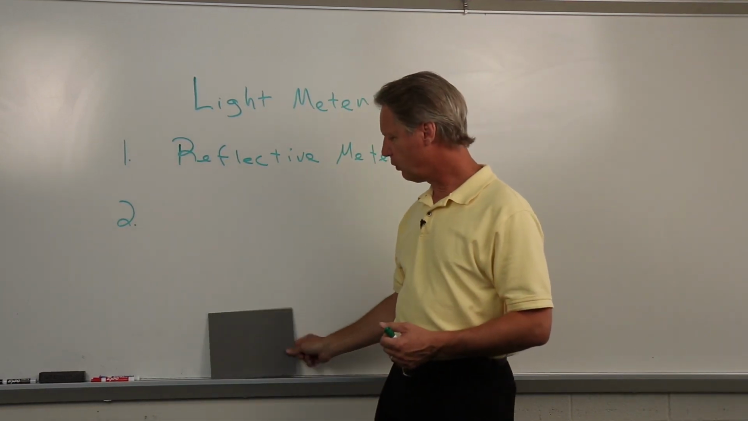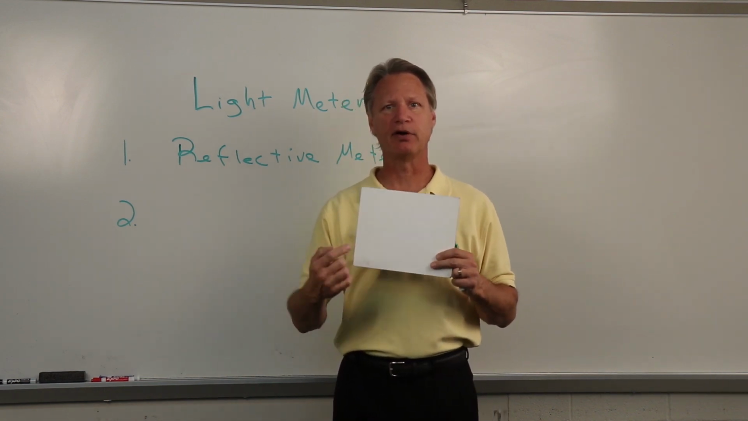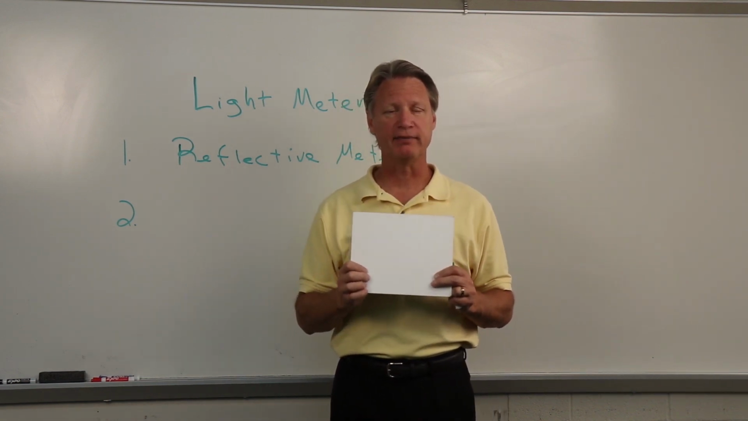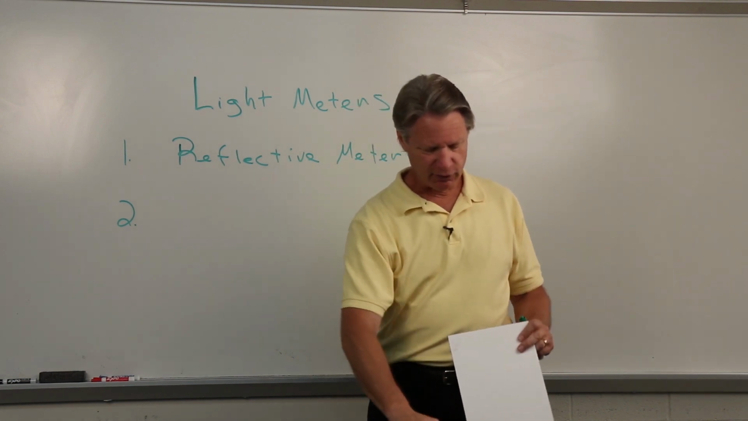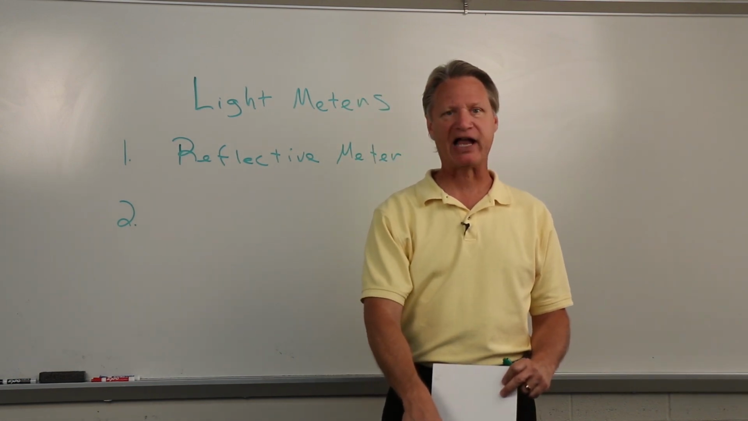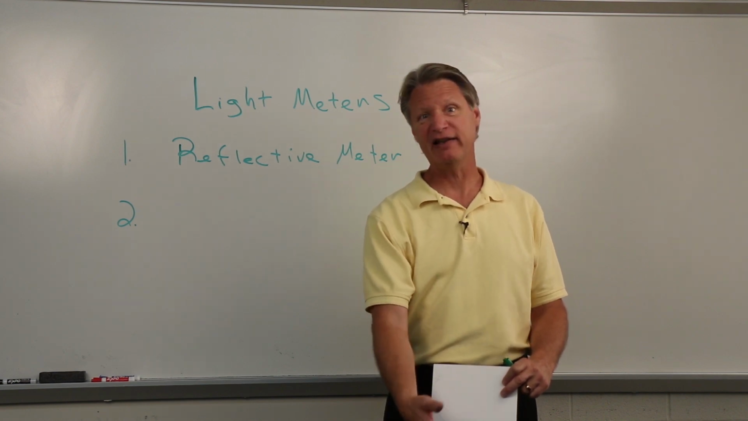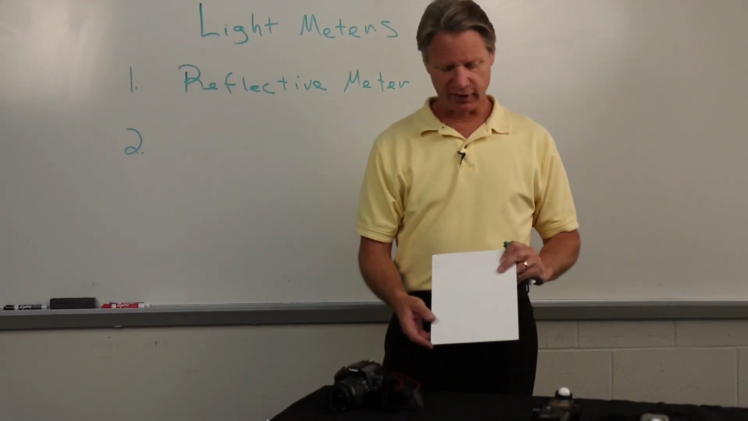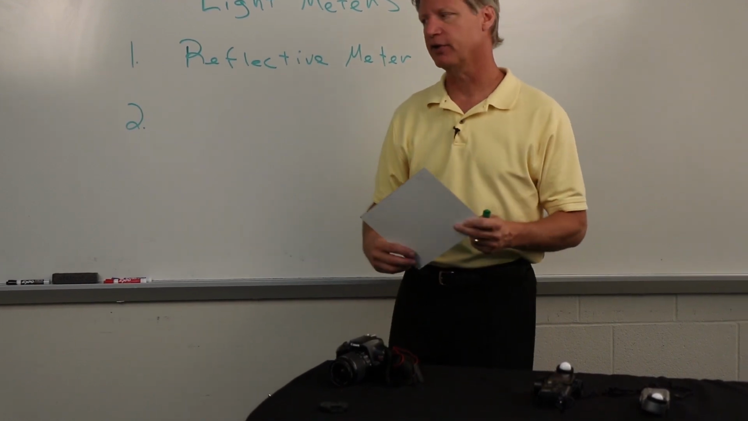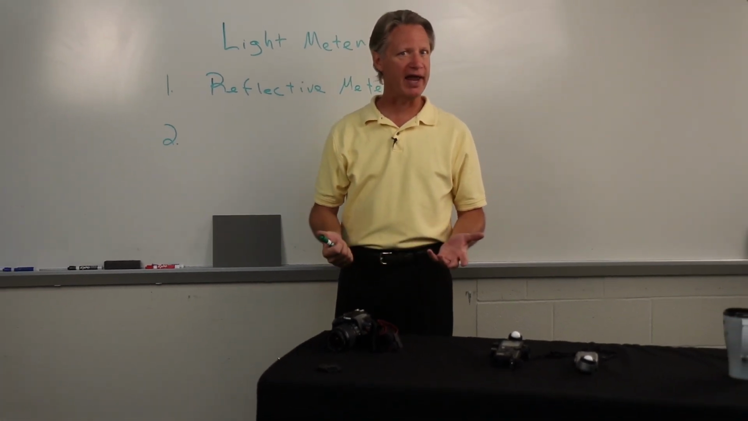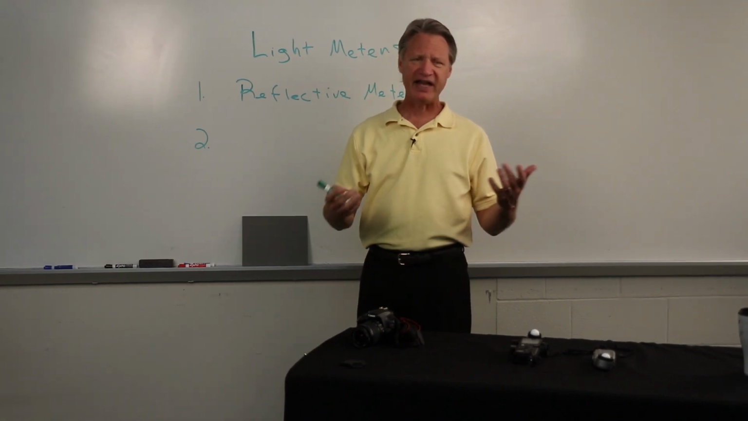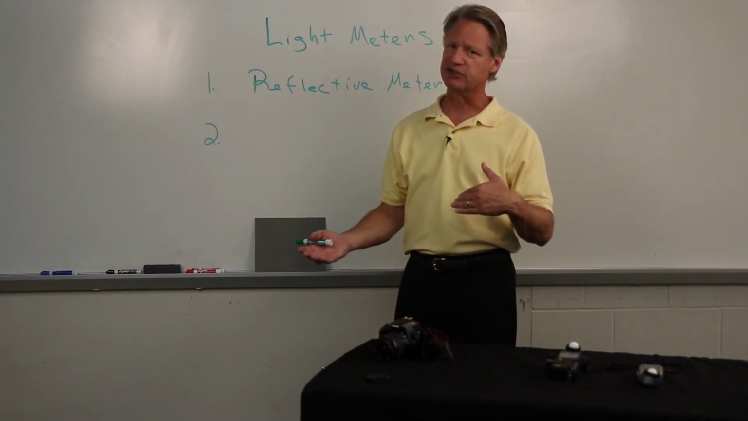So if I were to hold up this white piece of paper and you were to take a meter reading off of it, it's going to reflect more light, isn't it? If you were to take a meter reading off of this black cloth, this would reflect less light, wouldn't it? Very good. Well, that's what it does. So the light meter simply measures how much light is reflecting off of whatever you point the camera at, okay? So that's got some pluses and minuses associated to it.